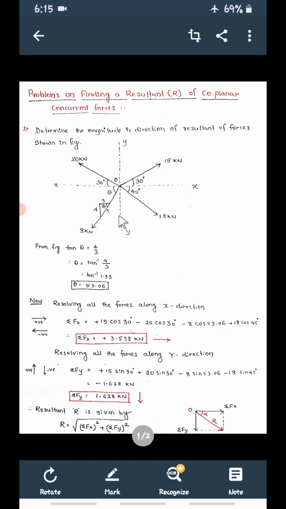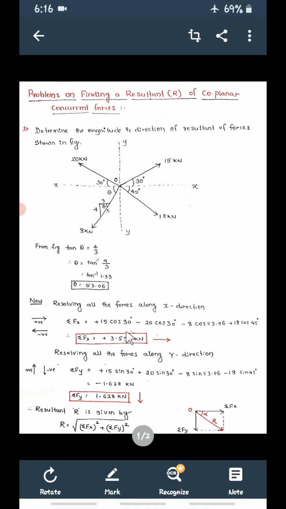Now, what is the procedure? Whatever the number of forces, first resolve all the forces into the x direction and find the summation of x. Then resolve the same forces into the y direction and find the summation of y. Whatever the number of forces, finally we reduce them to two: summation of x and summation of y. Now resolving all four forces along the x direction first.